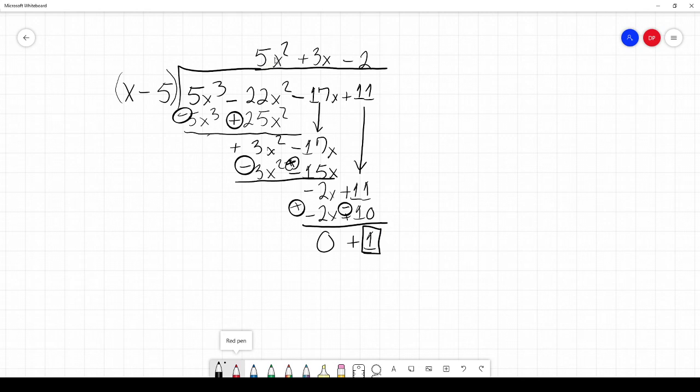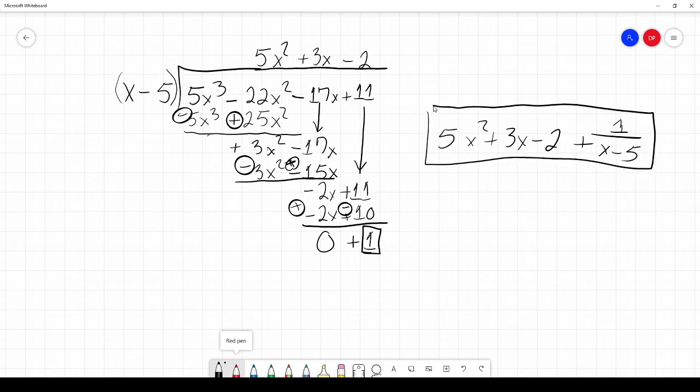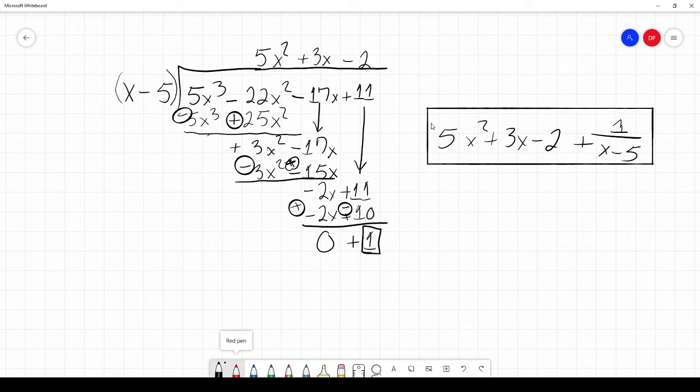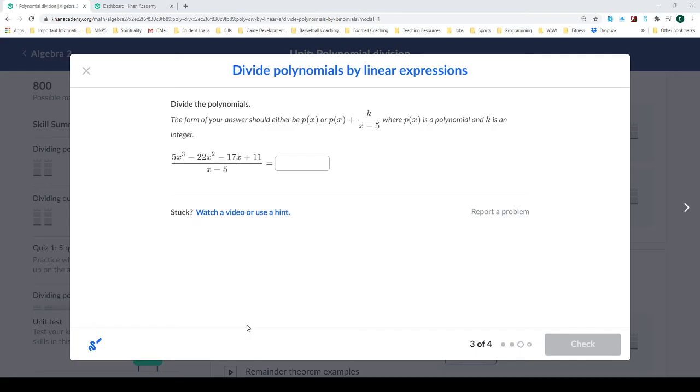So I'm going to write this out. This is the part of my answer. I'll write it out over here. 5x squared plus 3x minus 2, and then plus 1 over, that's my remainder of 1, over my divisor, x minus 5. So this is my answer. Alright, so I'm going to go back to Khan Academy and type that puppy in, and hopefully we got it right.